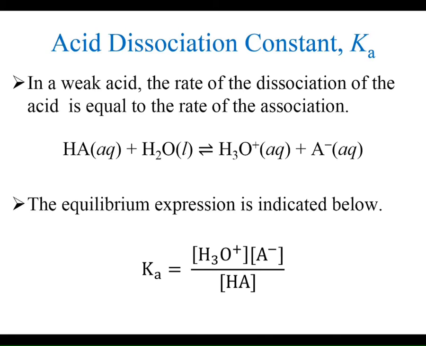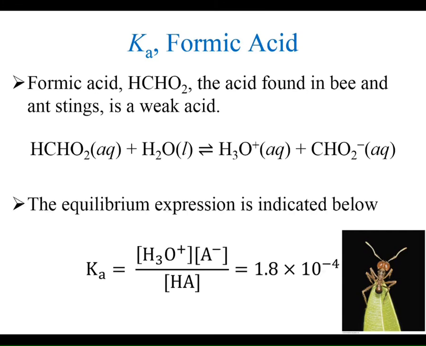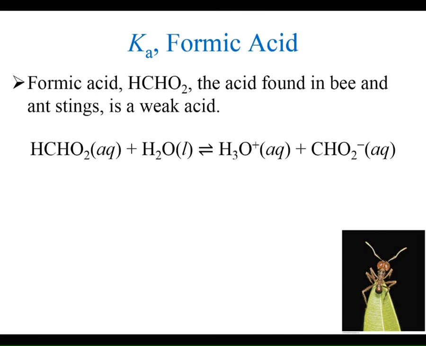So I think I have an example here for you. Okay, here's an example. Formic acid. This is what's found in bee stings and ant bites. If you happen to know the Latin name for an ant, it's something like formoate. I forget what it is, which is why the acid is called formic.